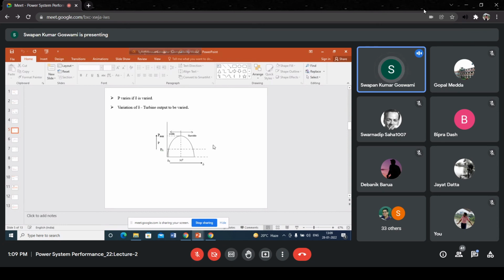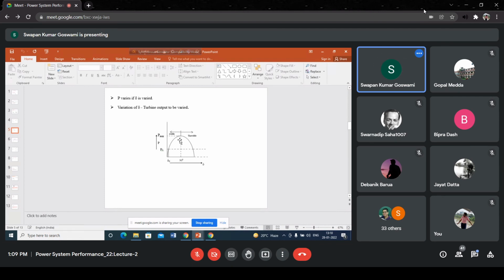Right side of this delta degree, that means this portion, represents the unstable operating zone of the machine. Left side of this position represents the stable operation zone.